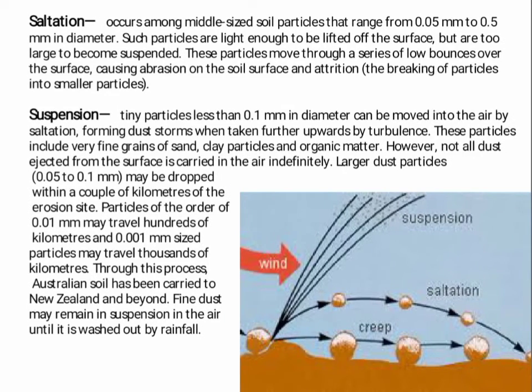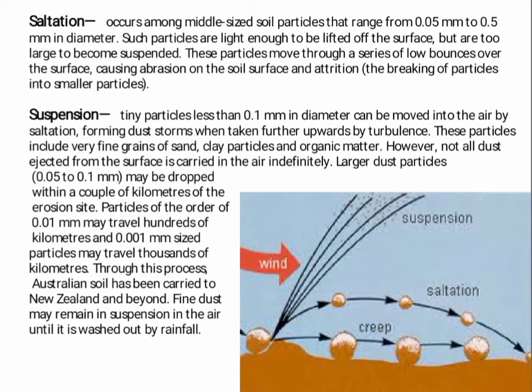The next is saltation. Saltation occurs among middle-sized soil particles that range from 0.05 mm to 0.5 mm in diameter. Such particles are light enough to be lifted off the surface but are too large to become suspended. These particles move through a series of low bounds over the surface, causing abrasion on the soil surface and attrition. Attrition is the breaking of particles into smaller particles.